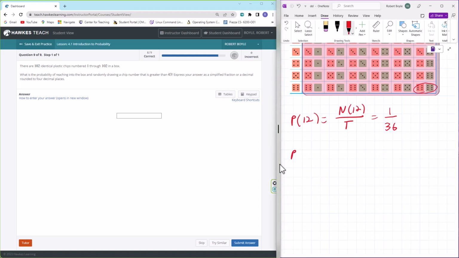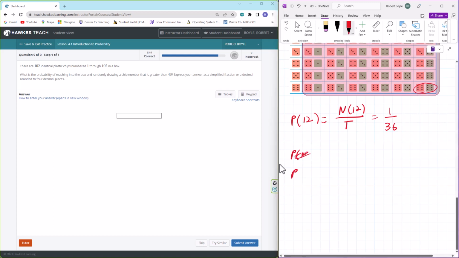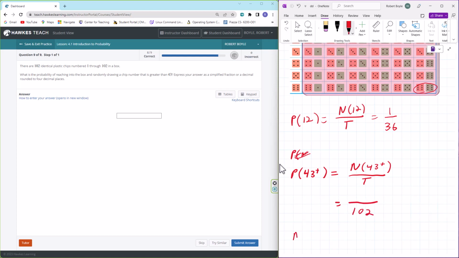So the probability of getting a chip greater than 43, probability 43 plus. Okay, that's greater than 43. That's going to be the number of outcomes that are greater than 43 divided by the total number of outcomes. The total number of outcomes is 102. The number of outcomes greater than 43 is going to be equal to 102 minus 43, which is 59. And therefore, this is going to be 59 divided by 102.